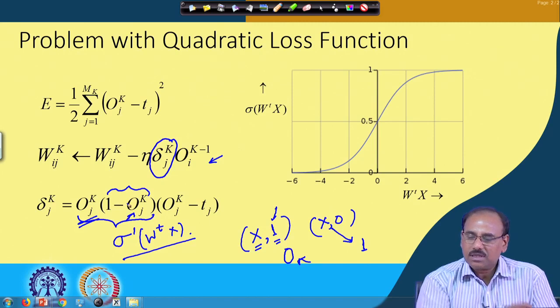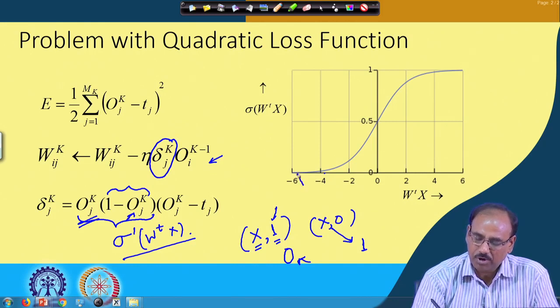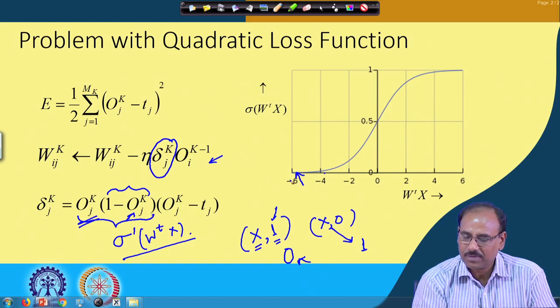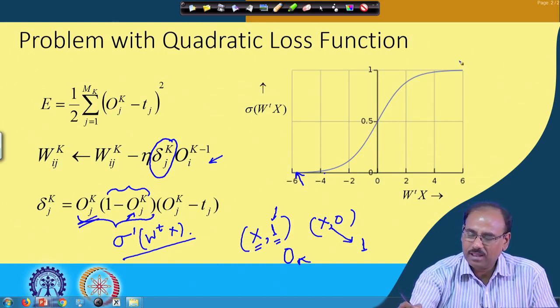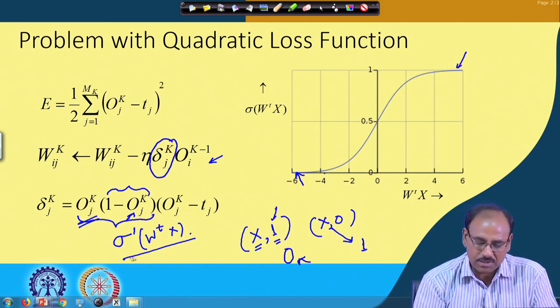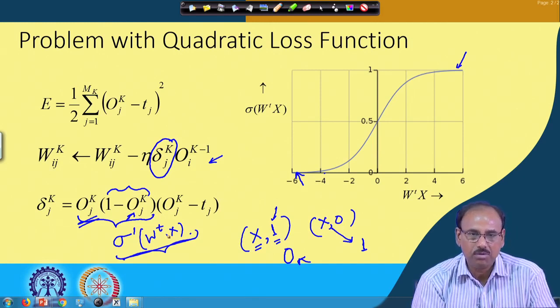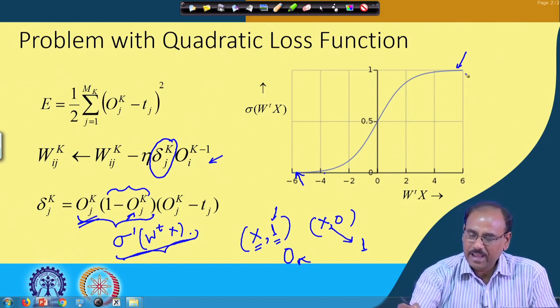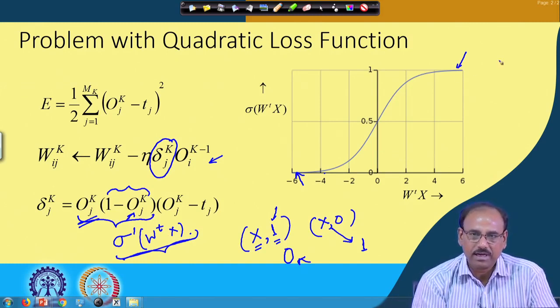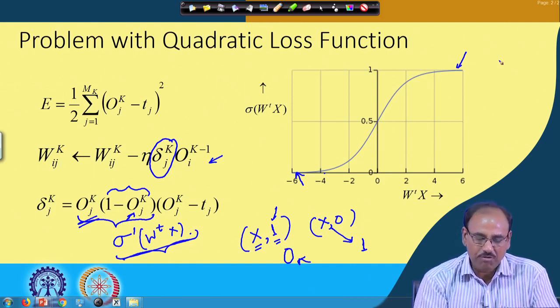And that is because if you look over here, when your output is very low in my sigmoidal function, I am somewhere over here. When the output is very high in the sigmoidal function, I am somewhere over here. And in both these regions, the derivative of the sigmoidal function, that is sigma dash of w transpose x, is very, very low. In the extreme case, it may even vanish. So, the gradient vanishes.